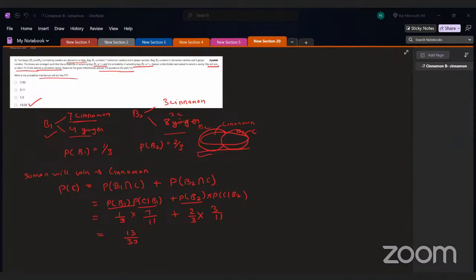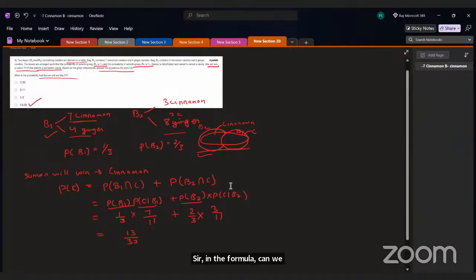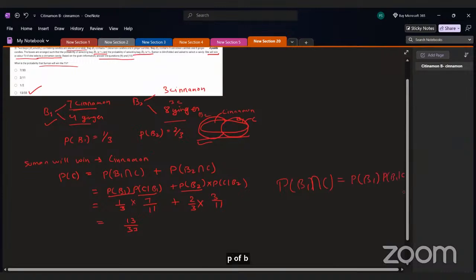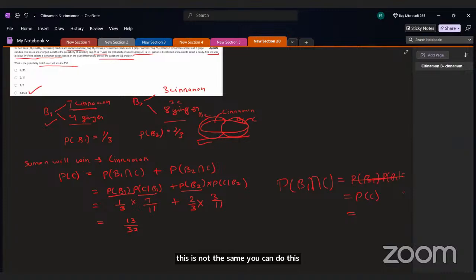Sir, in the formula, can we write it as P of B1 intersection C equals P of B1 into P of B1 given C? Go slow. No, if you want to use this, you have to write P of C given B1 into P of B1. This is not the same. You can do this multiplication.